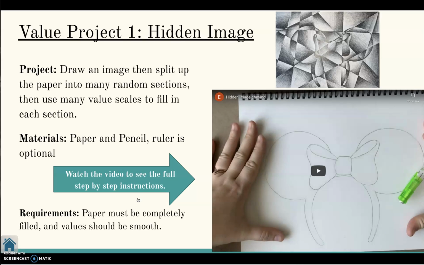So the hidden image looks a lot like this one up in the top corner. So you draw an image, then split up the paper into many random sections, then use many value scales to fill in each section. So for this, all you need is paper and pencil, maybe a ruler if you want, but that's it. So you don't have to have any fancy supplies if you choose this one. Again, we got the video with the step-by-step details. This is my example up in the top so you can see exactly how I made it. We got the home button to take us back home.